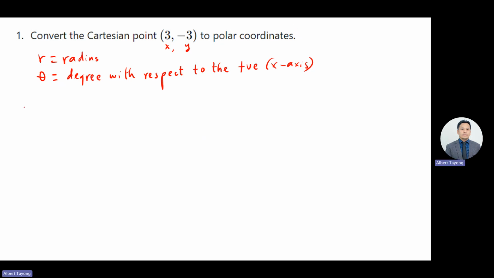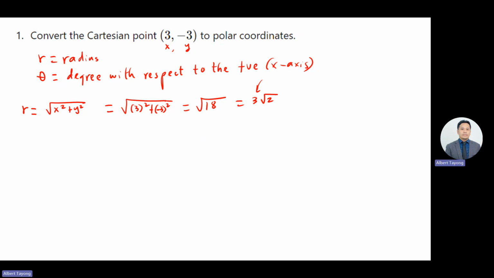Of course, to get the radius, we are going to use the distance formula, which is the square root of x squared plus y squared. So that would be the square root of 3 squared plus -3 squared. So this is square root of 18, or equal to 3 times square root of 2, because that is 9 times 2. Square root of 9 is 3, so we put it outside.